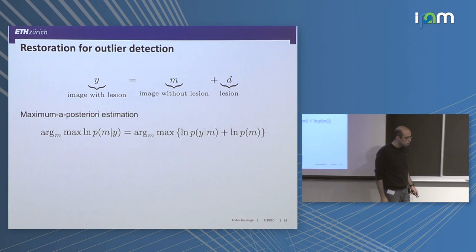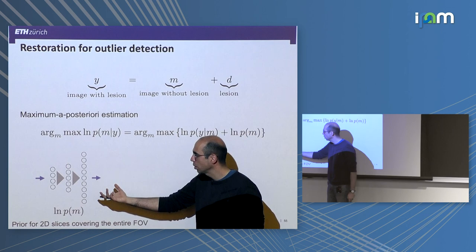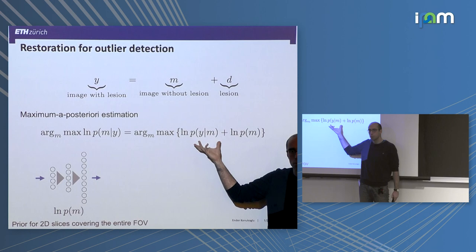Now, the prior model is clear. Again, I basically encode the normative distribution of what healthy images, or images of healthy people, should look like in a network. And for the observation model itself, I don't exactly know what tumors look like. I can actually learn it from data, but in this case, I don't want to learn it from data because I want to be able to detect any type of abnormality, no matter what they are.